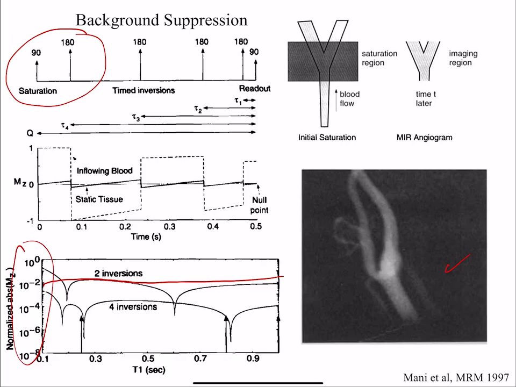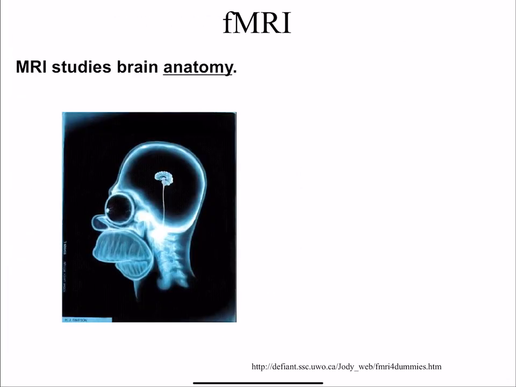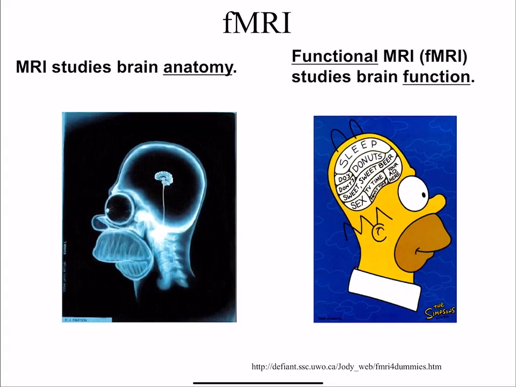Okay. All right. So we're going to switch gears now and talk a little bit about functional MRI. So I think everyone knows who this is, right? So far we've talked about anatomy, which is getting a nice picture of the brain. And what we want now is to talk about brain function. So what's the brain actually doing?